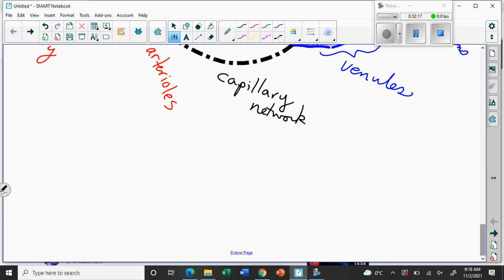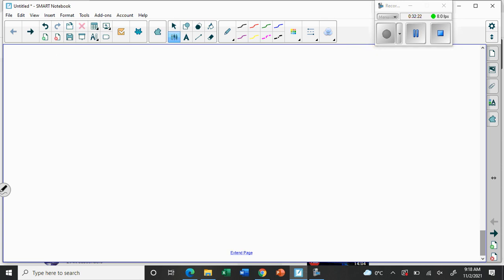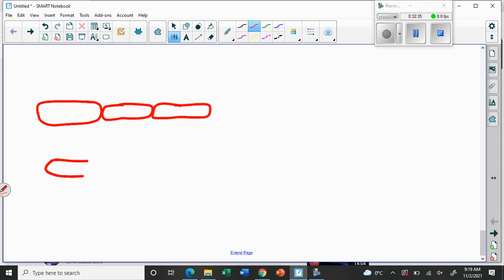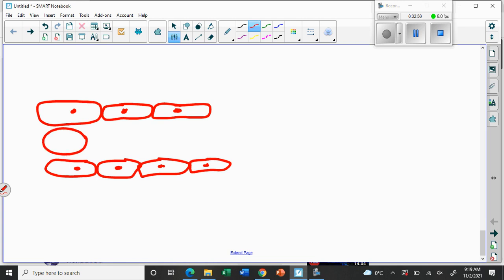So let's try and draw another picture like this, just to give you the idea. Let's draw the cells that line the capillary. The capillary is a tube, but if we zoom in even closer, these would be the cells that form the capillary. I'll put a little nucleus in them. So there's the capillary tube. Inside here are red blood cells going through one at a time.